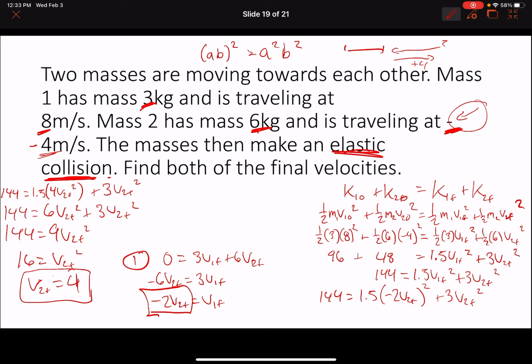Okay. And so we can plug that now into this equation. Negative 2 V2F is equal to V1F. So if I want to find V1F, I just plug it in. Negative 2 times 4 is equal to V1F. So negative 8 is equal to V1F. And it's my second answer.